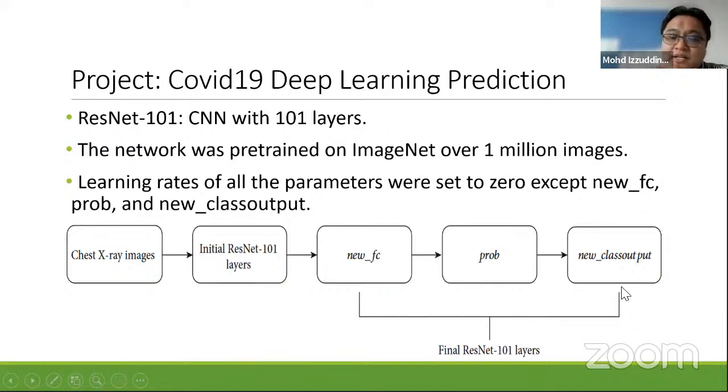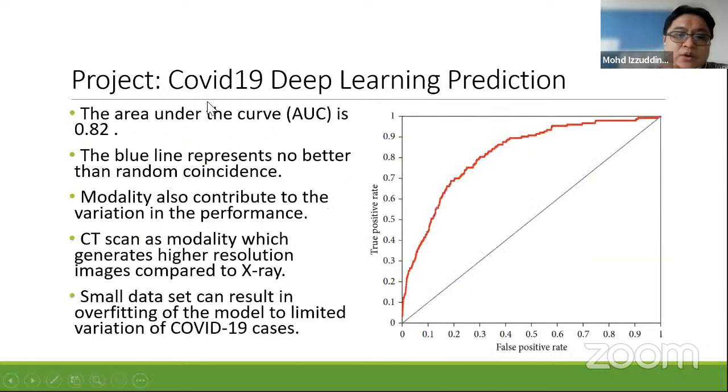And then for the new classification output, we just use the cross-entropy loss. It's just the summation of the negative natural log, I think natural log, of your probability for the class that is one, not zero. Okay, so now looking at the results, looking at your ROC curve.